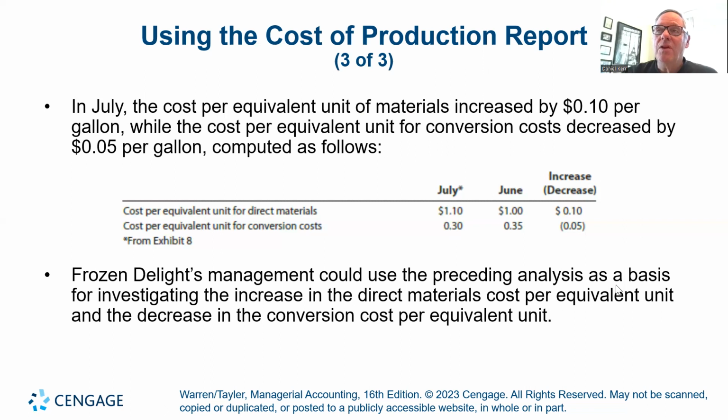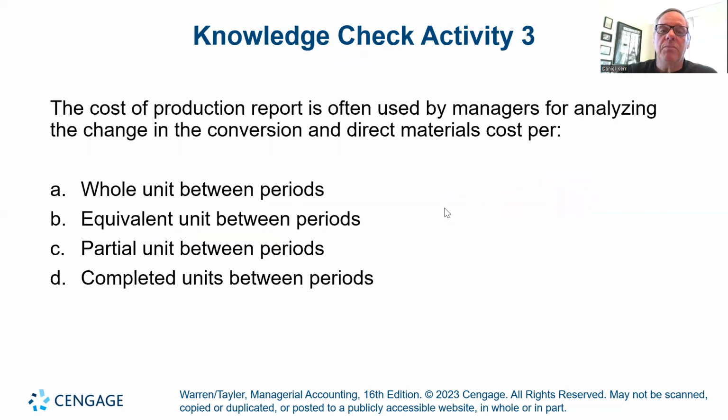Are they cutting corners here? Is everyone doing their job appropriately? Why is it that conversion cost, which is made up of both labor and overhead, has actually gone down? Right. So we can use a report like this to actually identify variances and investigate. So that's how we use a production report.